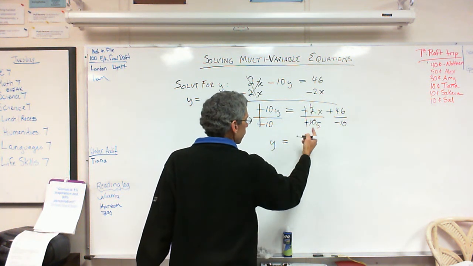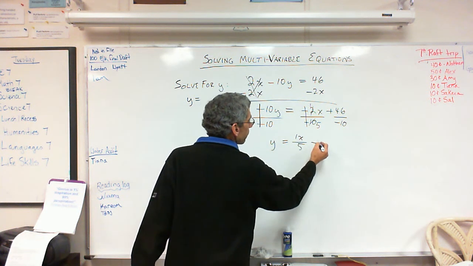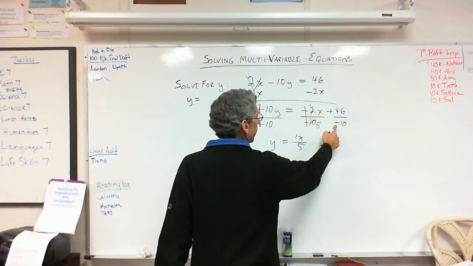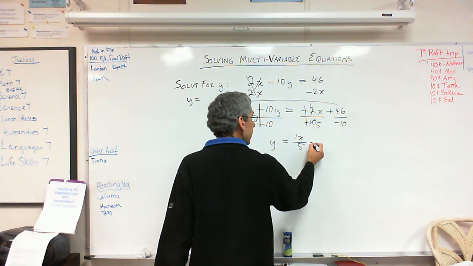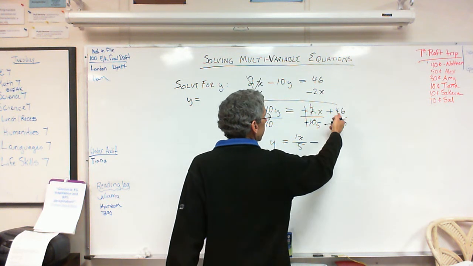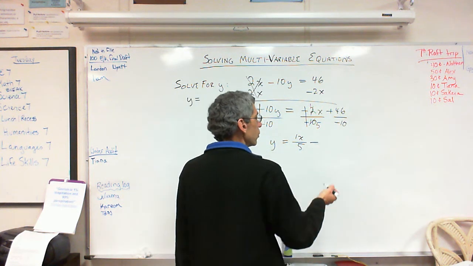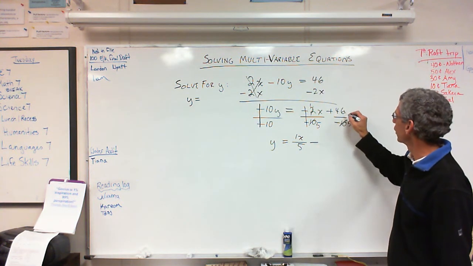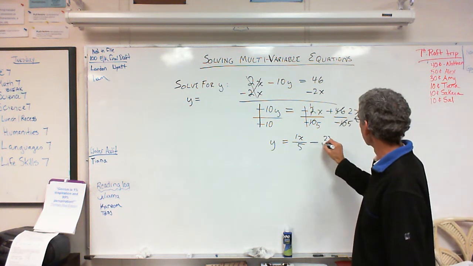So I have 1x over 5. 1x over 5 plus, well actually, let's think about that. Positive divided by negative is negative. So I'm going to put a negative there. And then 46 over 10, well, let's see. 2 goes into both of them, right? 2 goes into 10 5 times, or negative 5 times. And 2 goes into 46 23 times. I think that's what I'll do. I'll just say 23 over 5.